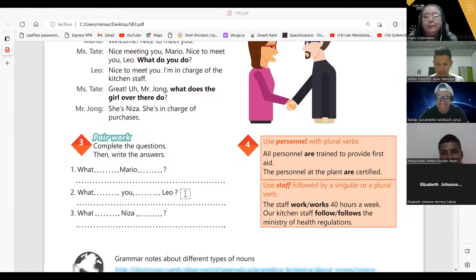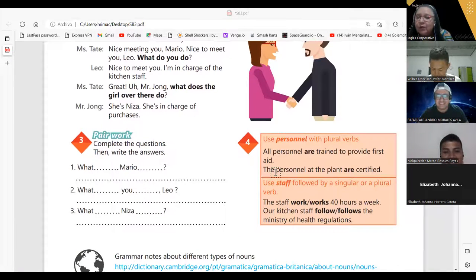Okay. Miren, las dos palabras pueden usarse como sinónimos. Lo único que personnel no se puede usar en singular, solo como plural. No podemos decir all personnel is trained to provide. No, that is incorrect. Pero en español sí se utiliza como singular, ¿sí o no? Entonces debemos tener cuidado en eso. Sin embargo, staff podemos usarlo como plural y singular. Podemos decir the staff work 40 hours a week. The staff works 40 hours a week. Lo podemos usar como singular y plural. Eso es lo único. ¿Sí? Son sinónimos nada más que uno se usa solo con personnel, solo en plural. Y staff singular y plural. ¿Ok?